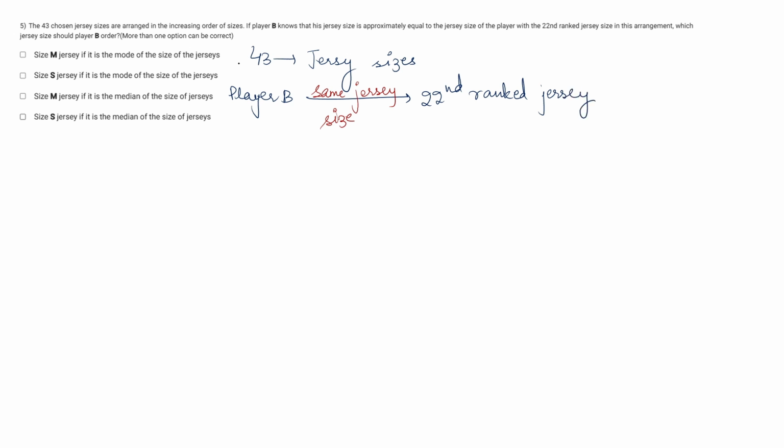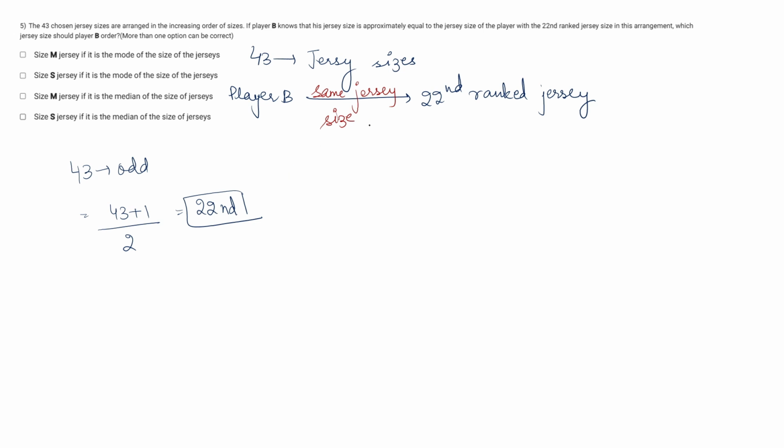Alright, so if we look for the mode, it will not be applicable here. Now we have only the median. If we find the median, 43 is an odd number, so it is 43 plus 1 upon 2, according to the formula n plus 1 by 2. According to this formula, the 22nd jersey size is the median.